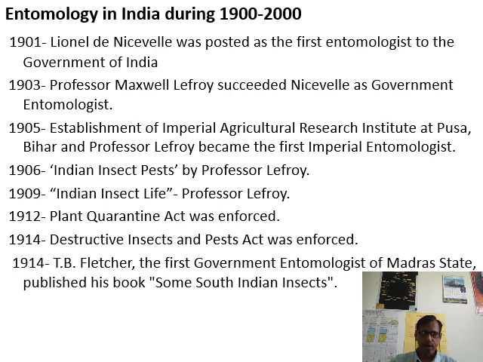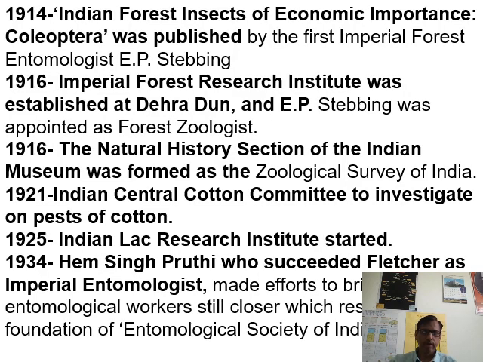In 1912, the Plant Quarantine Act was enforced. In 1914, the Destructive Insects and Pests Act was enforced. In 1914, Indian Forest Insects of Economic Importance, Coleoptera, was published by the first Imperial Forest Entomologist E.P. Stebbing. In 1916, the Imperial Forest Research Institute was established at Dehradun and E.P. Stebbing was appointed as forest zoologist. In 1916, the Natural History section of the Indian Museum was formed as the Zoological Survey of India.